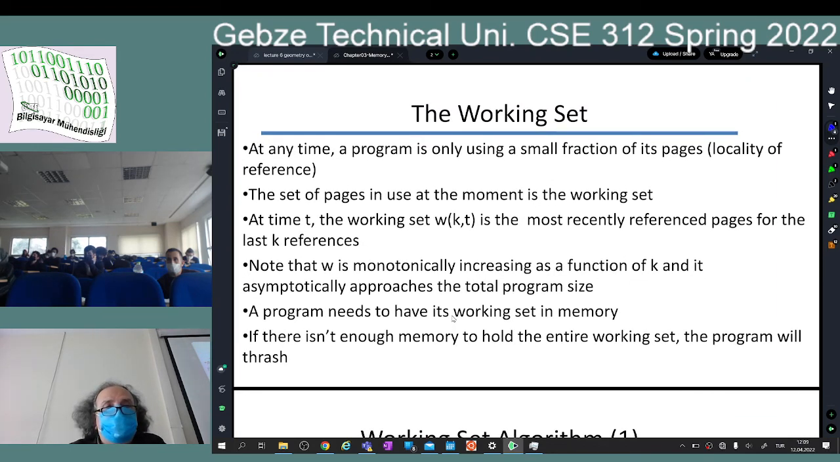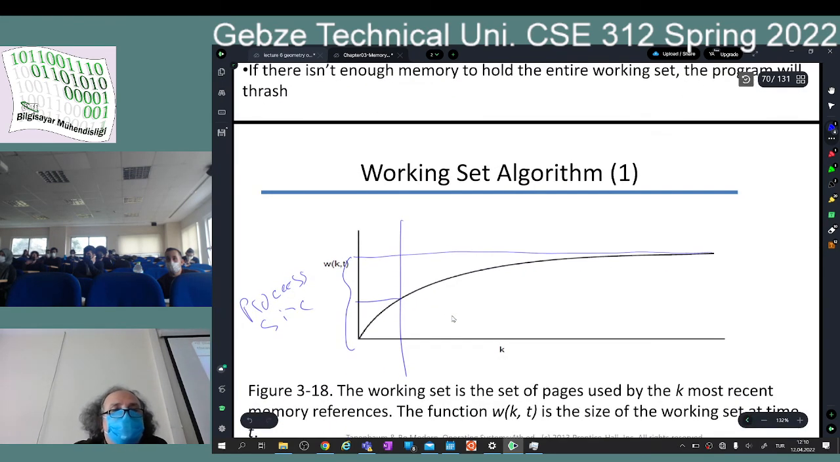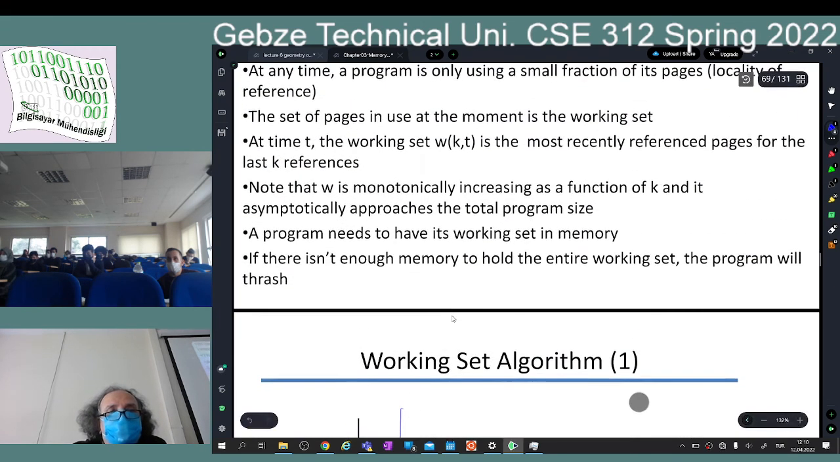Did I miss anything? Yeah, we talked about it. W is monotonically increasing. It has to monotonically increase with respect to k, right? So when you increase k, the number of accesses increases, of course, and you have to approximate the process size. We talked about that. If there isn't enough memory to hold the entire working set, then the program will crash, and thrashing can happen.